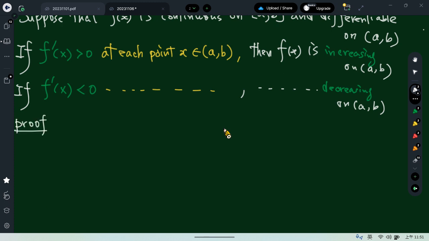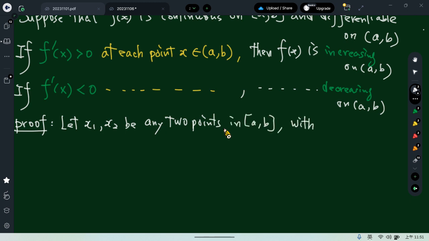So it's also easy to prove. Again, why do I prove it? Because I just want to remind you of the concept of the mean value theorem. Okay, so let x1 and x2 be any two points in (a, b).